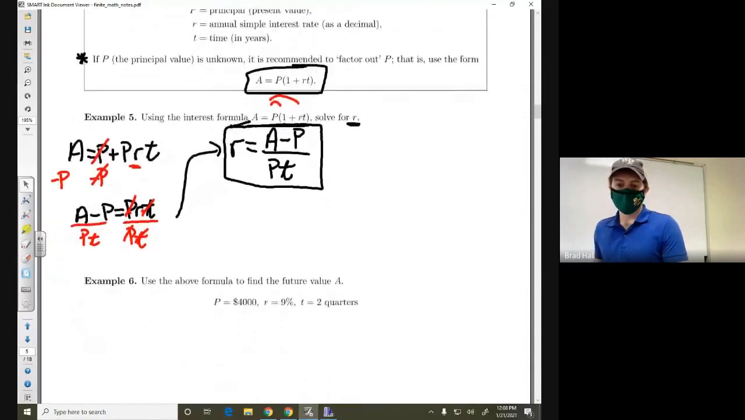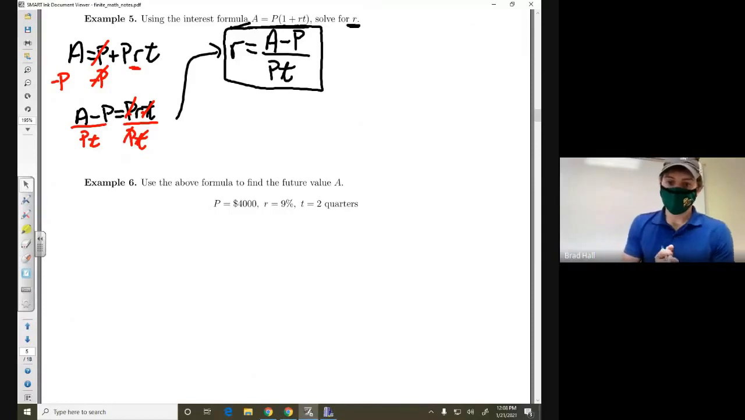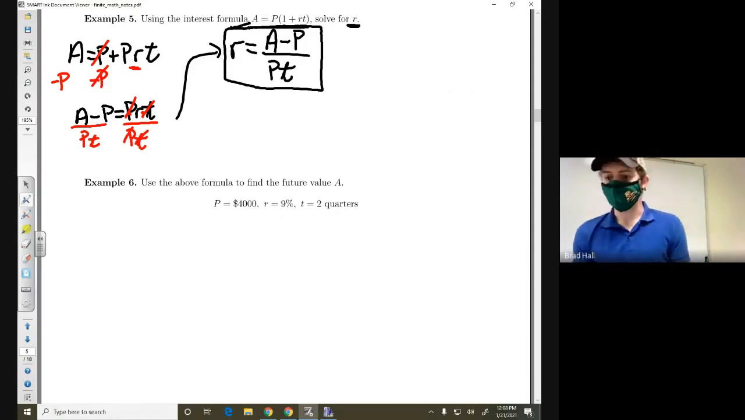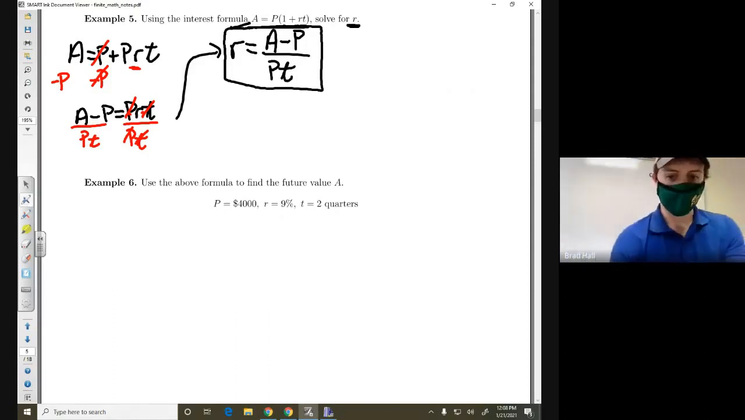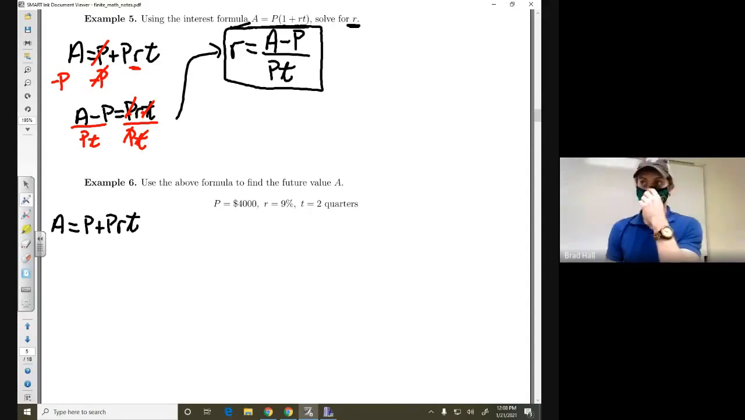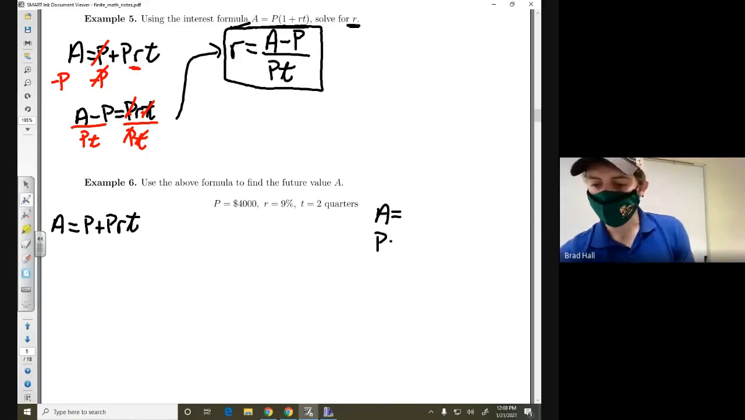I want to focus on something like example 6, which is, now we're back at numbers. Use the above formula to find the future value A. So they want us to use the new formula we have, which I'm going to write down: A is equal to P plus P times R times T. They want us to use this new formula that we introduced at the beginning of the page and find the future value. So now, pertaining to this formula, the unknowns are A, it's not I anymore, it's A, P, R, T.